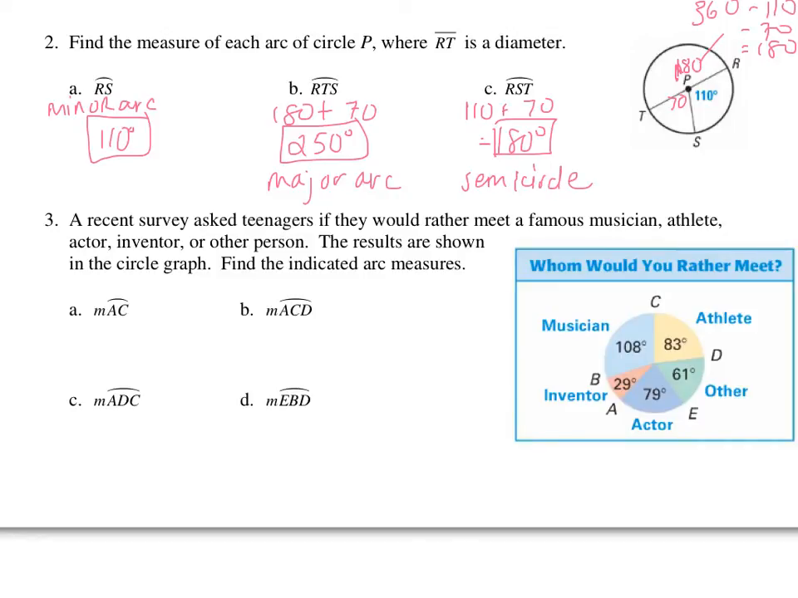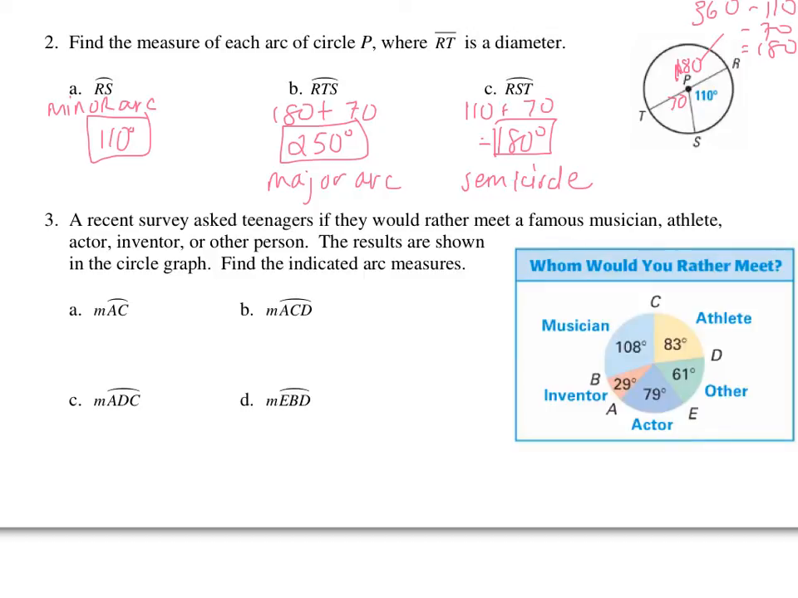All right, so for number 3, a recent survey asked teenagers if they would rather meet a famous musician, athlete, actor, inventor, or other person. The results are shown in the circle graph. Find the indicated arc measures. So if you notice, it gives the different degrees of our different pieces in our circle, and it's the same general idea. We just want to add the different pieces together if we need to.